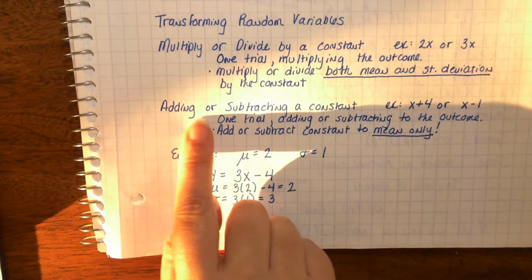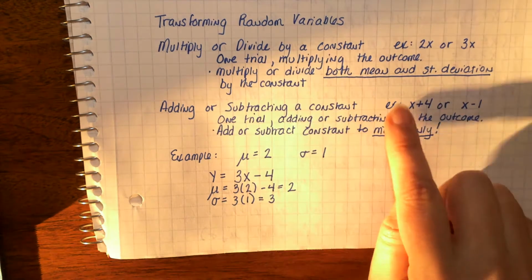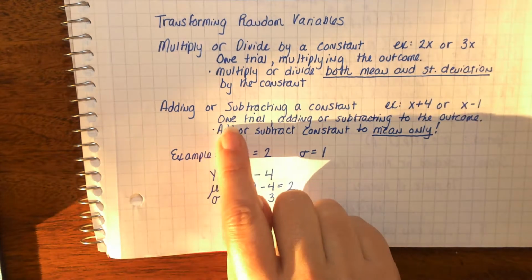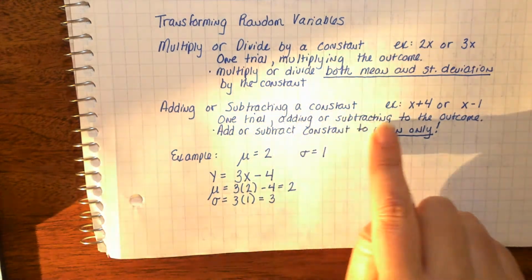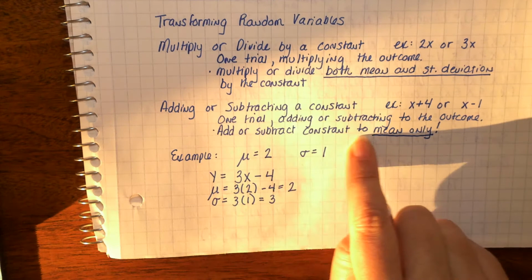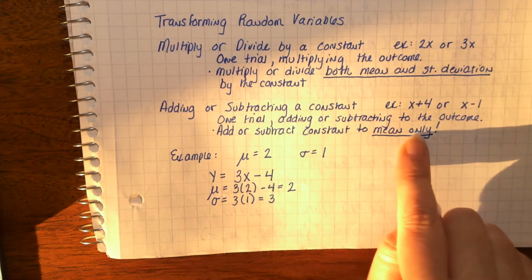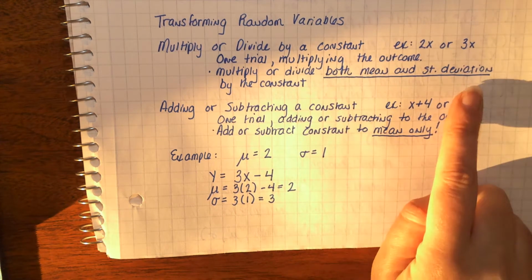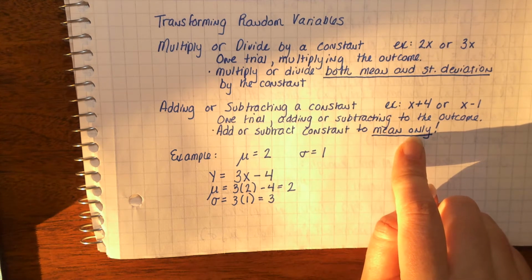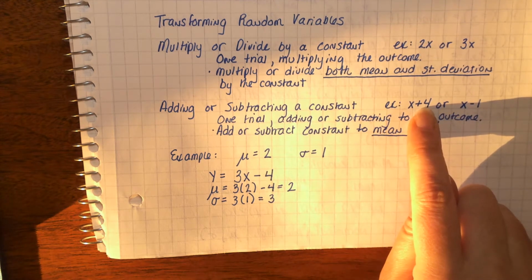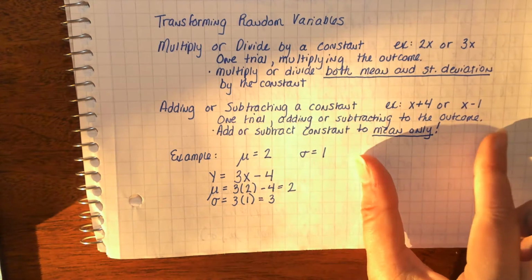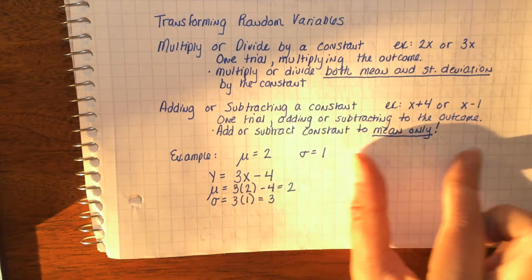However, if you're adding or subtracting a constant, something like x plus 4 or x minus 1, that is one trial adding or subtracting something to the outcome. And you add or subtract the constant to the mean only, or measures of position, but not the standard deviation and not the variance. They don't get more spread out. They don't get plus 4 more spread out or minus 1 more spread out. Remember, those were just a shift up and down the x-axis.